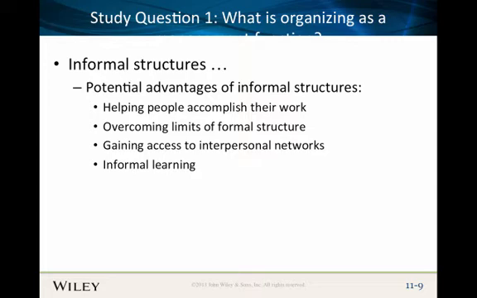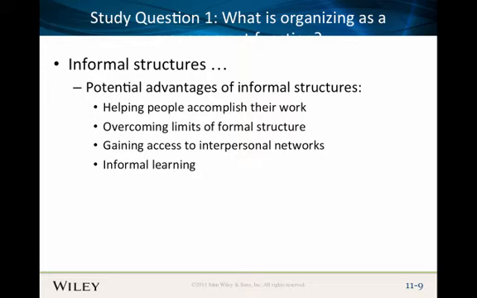Another benefit of informal structures is that they can sometimes overcome the limits of formal structures. As you will see again when we speak about organizational design, some formal structures can be very, very inefficient, very difficult to communicate across. And by using informal networks, informal relationships, you can overcome some of that inefficiency of bureaucracy.